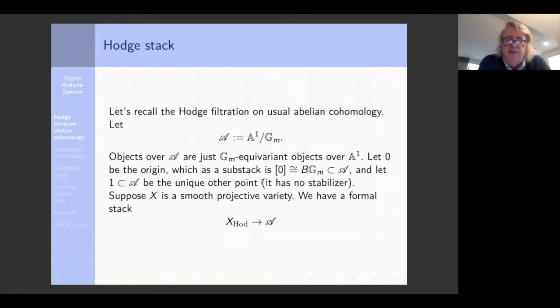Then there's 2 points. There's 0 and 1. 1 is the orbit of the point 1 in the affine line, and there's no stabilizer. So 1 is just a point, and 0 is a point that has the structure of BG_m. Now, if we have a smooth projective variety, of course, we've seen some stuff about parabolic structures that maybe you could use for the quasi-projective case, but let's just stick to the smooth projective case. So if we have a smooth projective variety X, then we get a formal stack, which we'll call X Hodge, mapping over A.